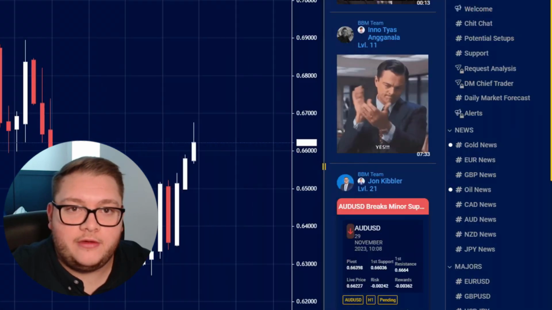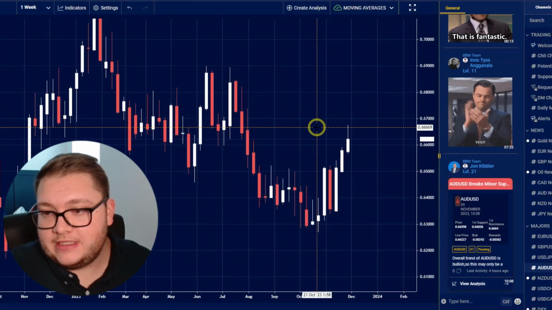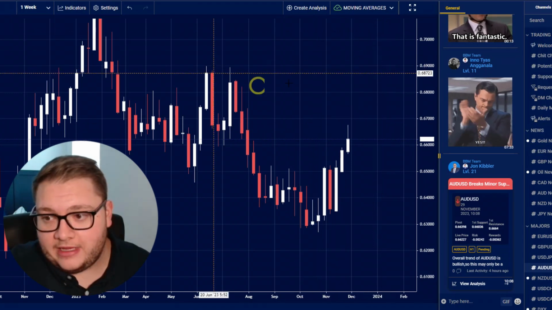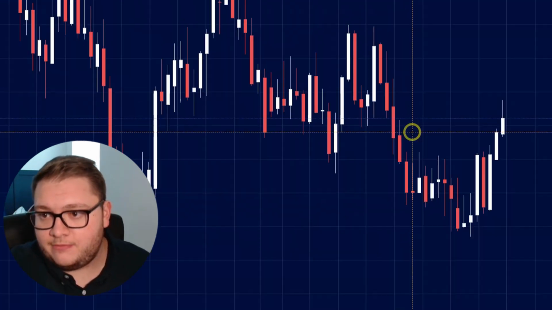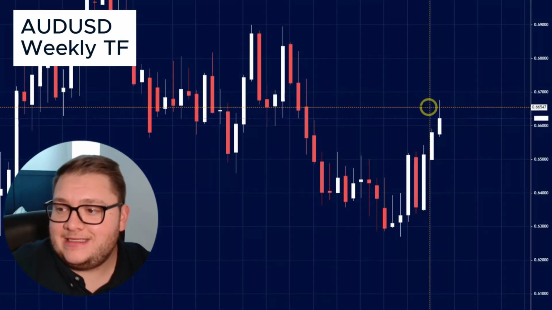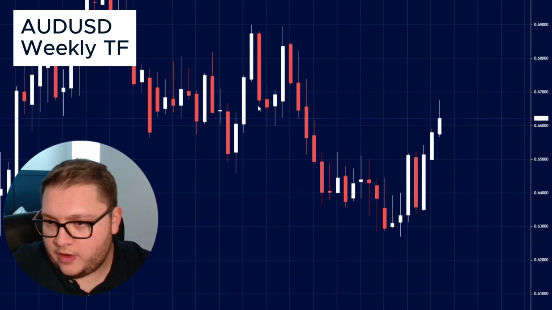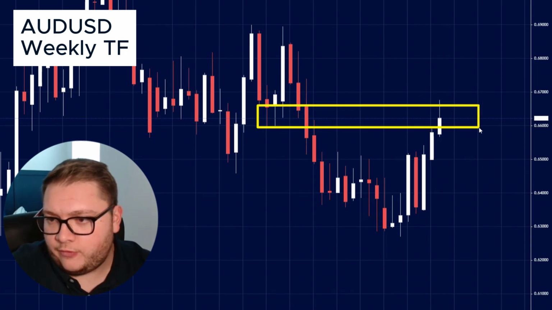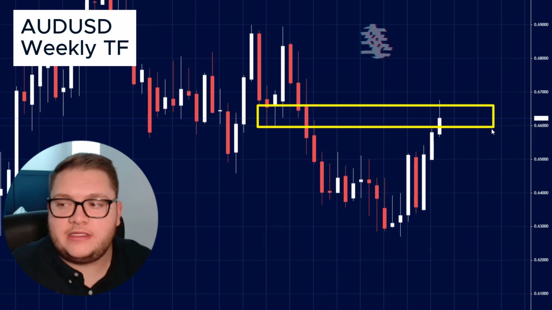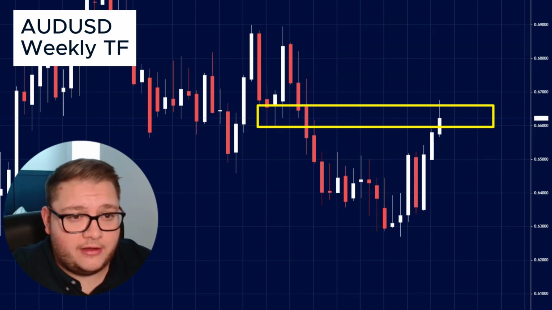If we go over to VIP trading room, you can see that I'm on the Australian dollar right here. I'm on that weekly chart. If I just maximize the chart here and zoom in a little bit, you can see that we're actually coming up to a very strong level of resistance where we've had a price form a key low, and it's around about that 0.6650 like I mentioned at the start of the video.